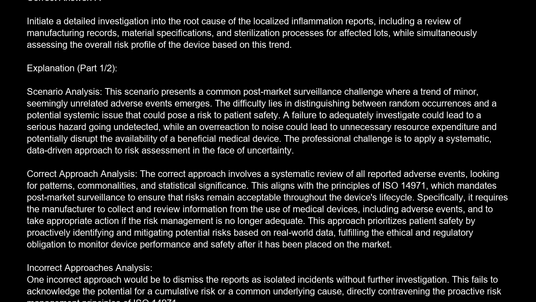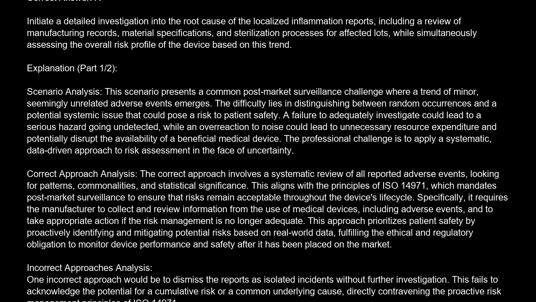The difficulty lies in distinguishing between random occurrences and a potential systemic issue that could pose a risk to patient safety. A failure to adequately investigate could lead to a serious hazard going undetected, while an overreaction to noise could lead to unnecessary resource expenditure and potentially disrupt the availability of a beneficial medical device. The professional challenge is to apply a systematic, data-driven approach to risk assessment in the face of uncertainty.